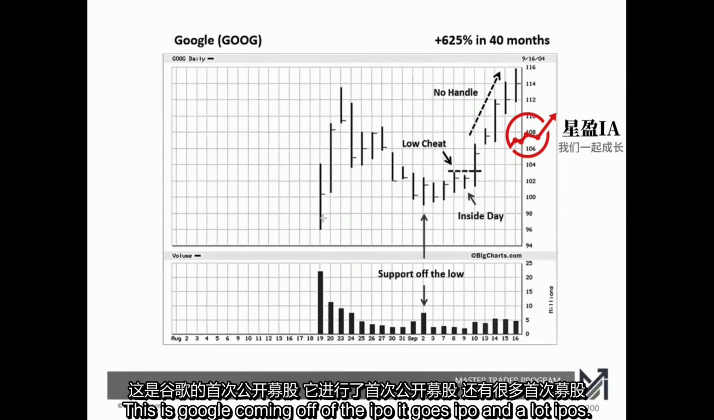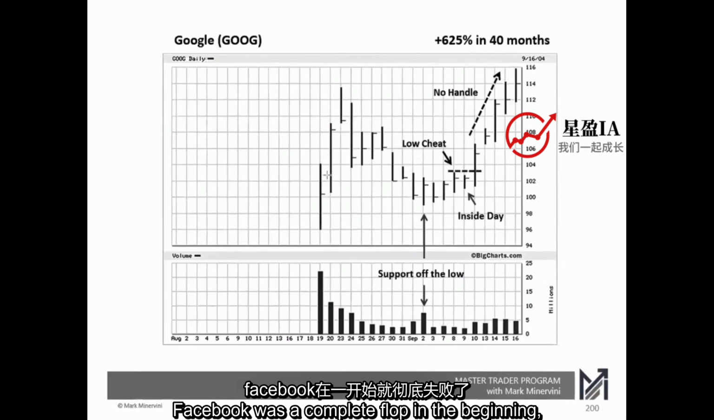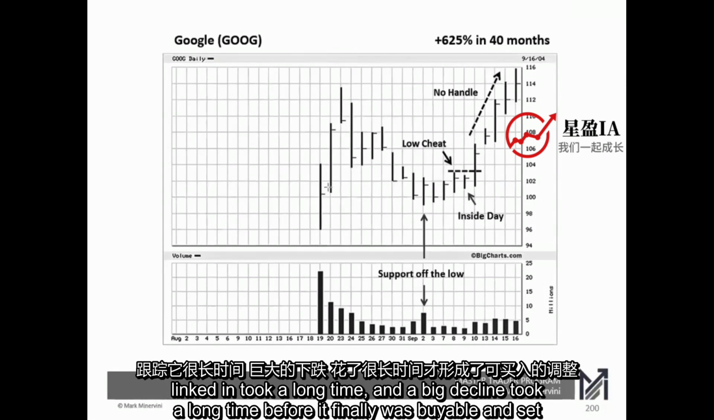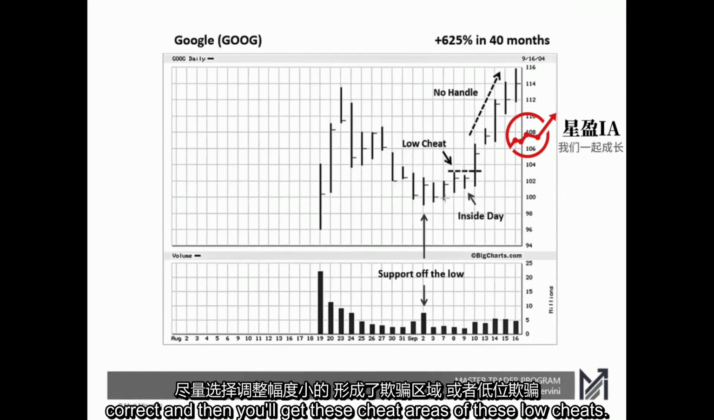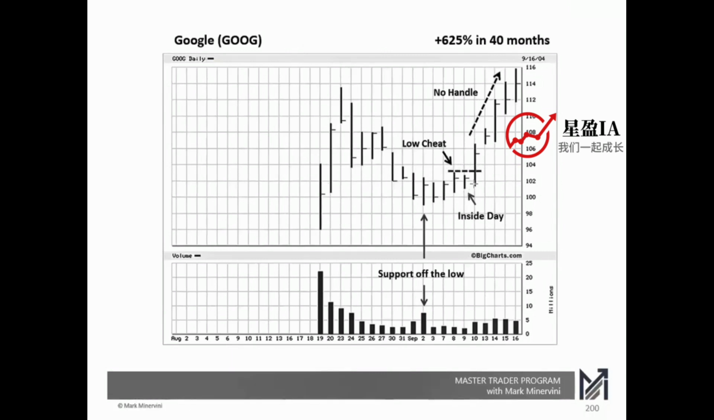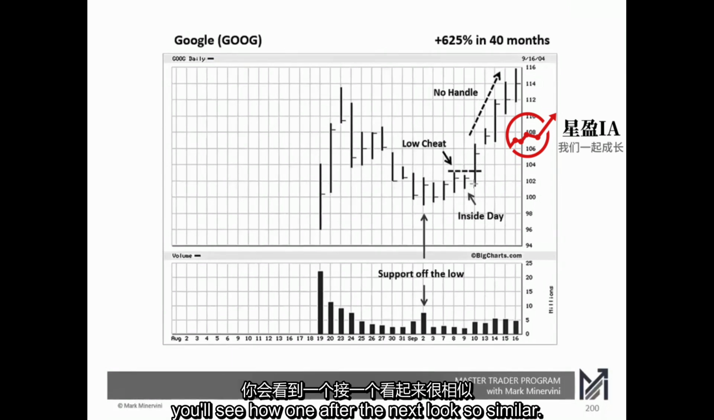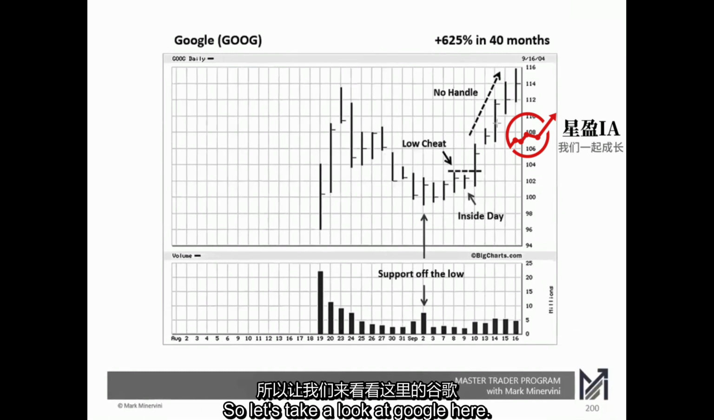This is Google coming off of the IPO. So it goes IPO, and a lot of IPOs, Facebook was a complete flop in the beginning. LinkedIn took a long time, had a big decline, took a long time before it finally was viable and set up with a VCP. What will happen is very often you'll get these, they'll correct, and then you'll get these cheat areas or these low cheats, and they set up perfectly, and you'll see how one after the next looks so similar. So let's take a look at Google here.